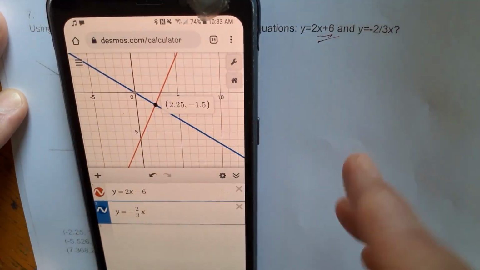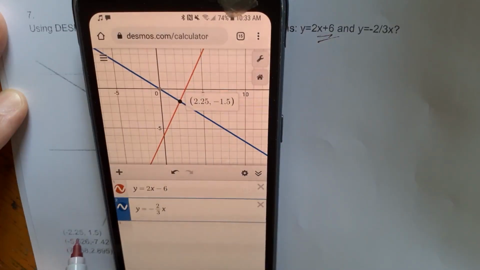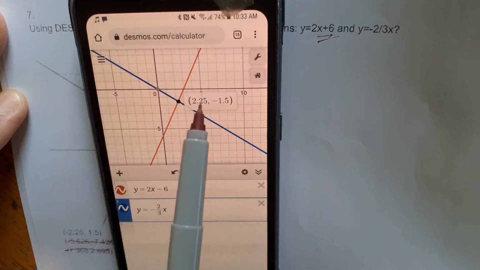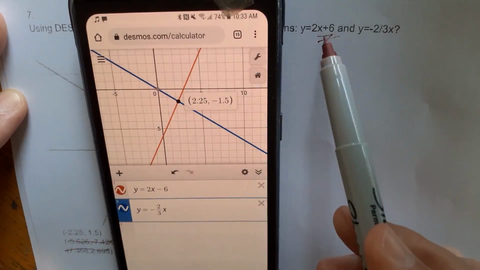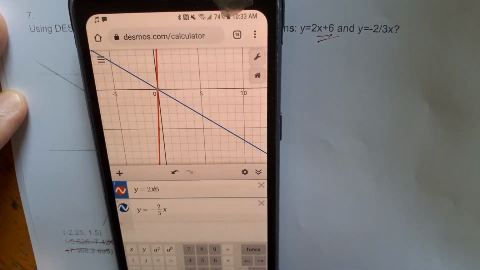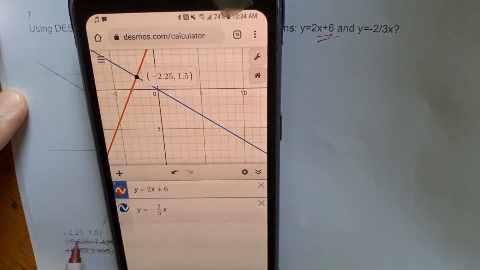Look at this. See how my answers are different? See how I got 2.25 and negative 1.5? It's negative 2.25 I'm trying to match it up with. These others don't match at all. But I can start to look at this and go, uh-oh, let me check my input. So y equals 2x plus 6 and negative 2/3. There we go. Let's try again. So negative 2.25 and 1.5. There we go.